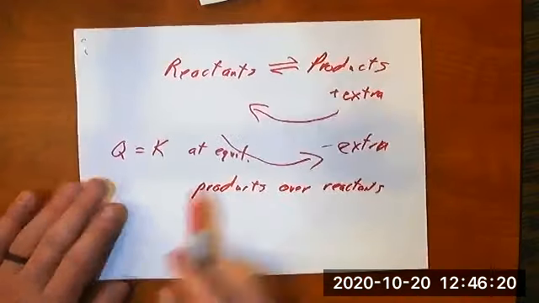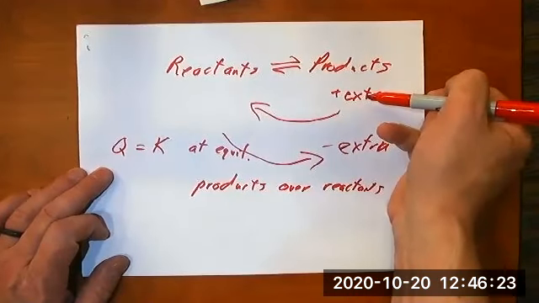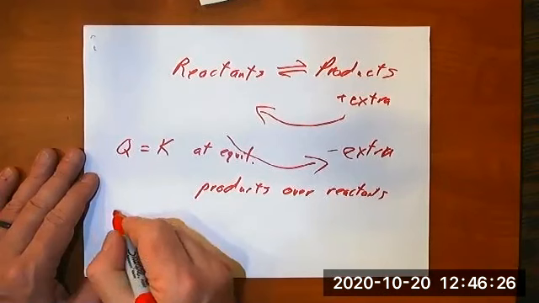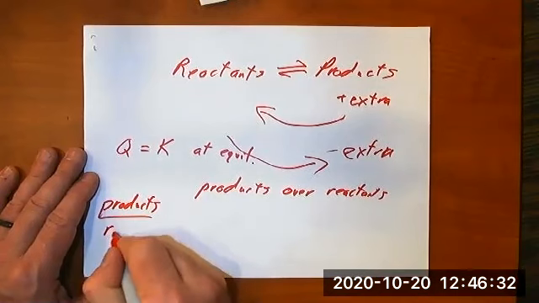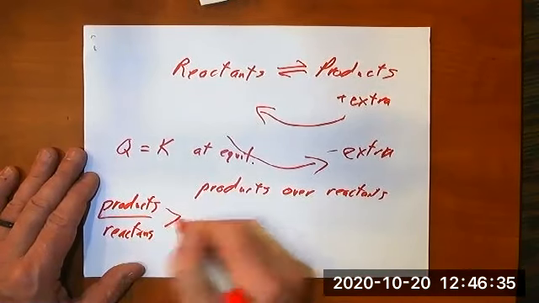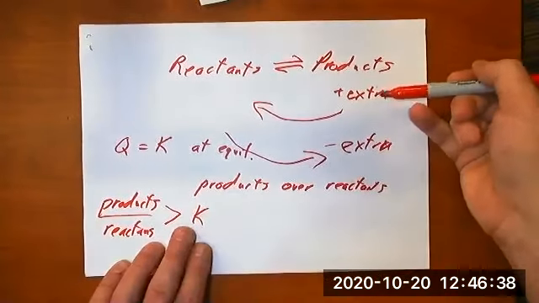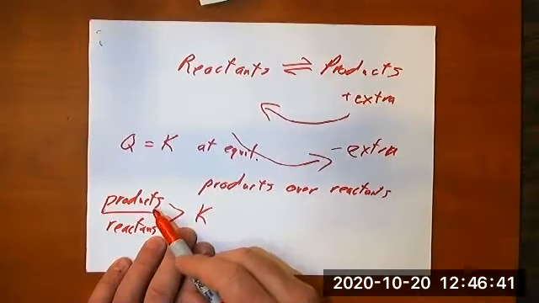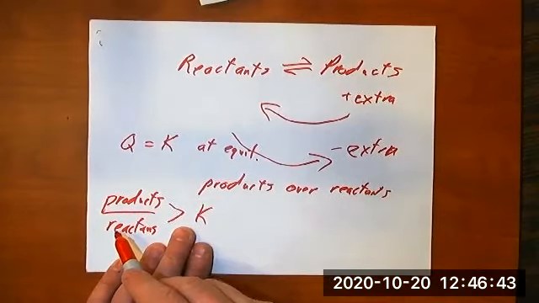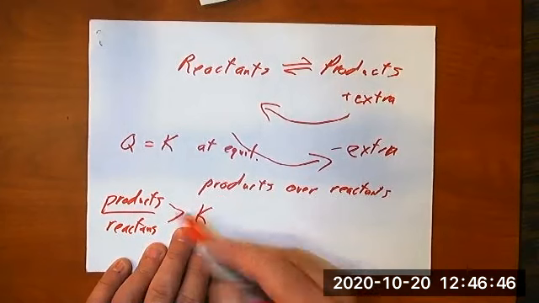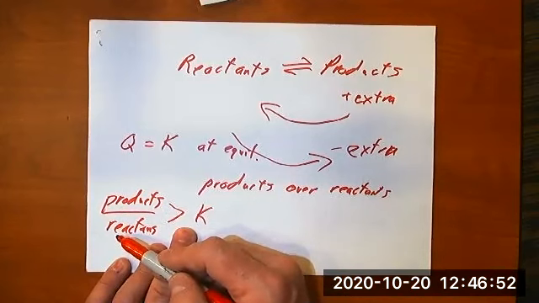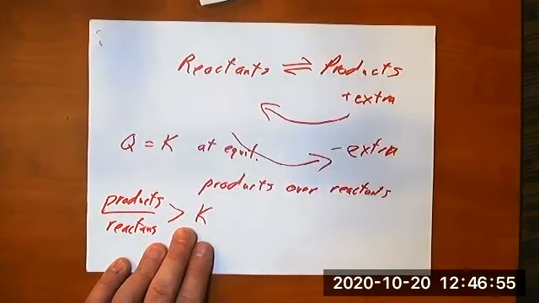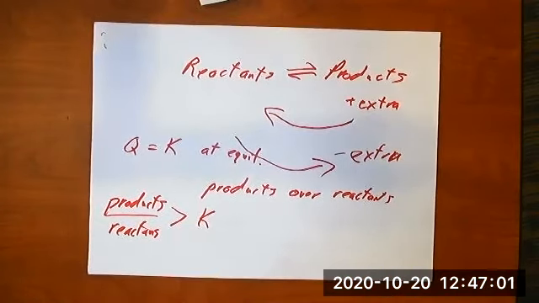So if we add extra product, then that means that we end up with a larger Q, and so our Q for products is then going to be greater than K if we add extra products, right? So how does this ratio get back to K? It gets back to K by numerator turning into denominator, which means products turning into reactants, which means the reaction shifts left. Okay? So that's the general way to think about Le Chatelier.